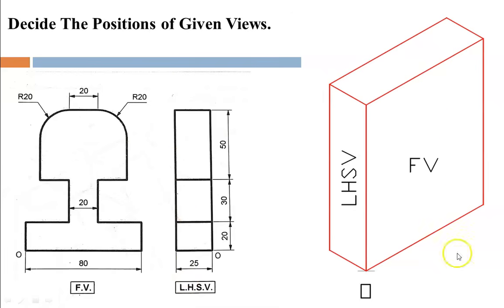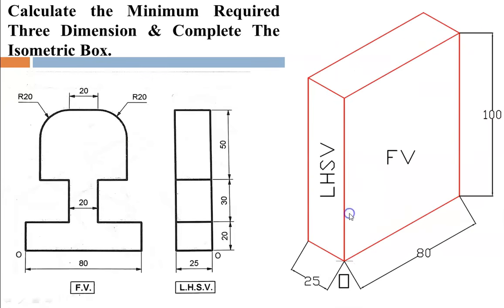According to the given question, this plane we have to use to draw the front view, and this plane can be used for drawing the left hand side view. Now go for the dimensions. Find out the minimum required 3 dimensions. If I start with the front view, the base is 80.